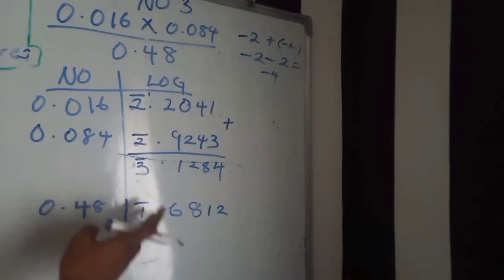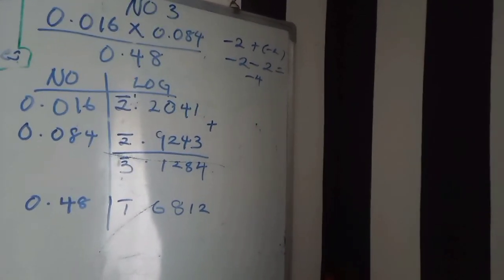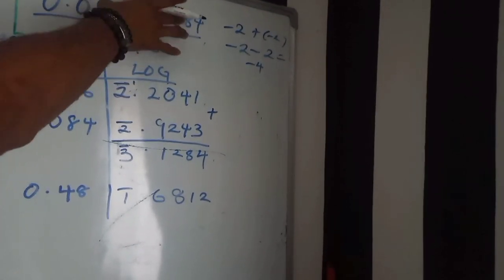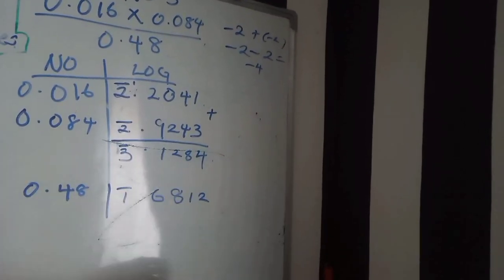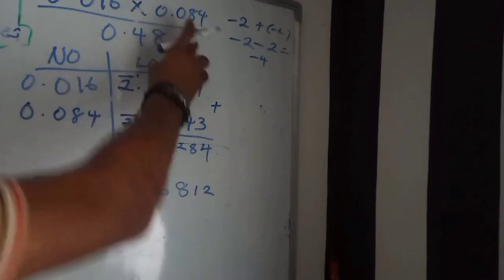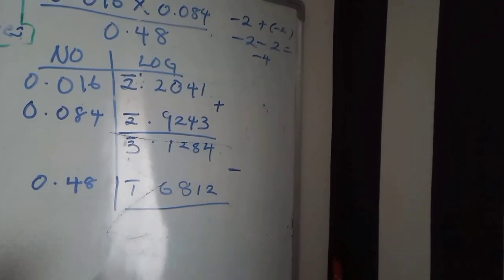If you are still confused on this place, just kindly calm down and watch this video again. The next thing to do is to obey the law, which is division. I've gotten my addition for the numerator and this one for the denominator. So I obey the division sign, which is minus.